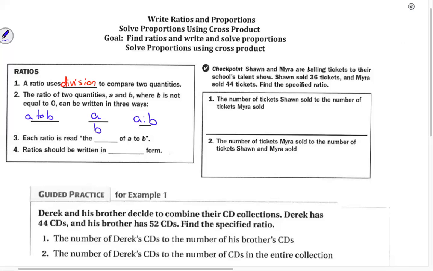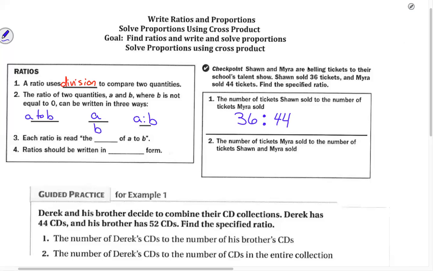So, Sean and Myra are selling tickets to their school's talent show. Sean sold 36 tickets and Myra sold 44 tickets. Find the specified ratio. The number of tickets Sean sold, so Sean sold 36 to 44. You guys see how I did that? 36 to 44.